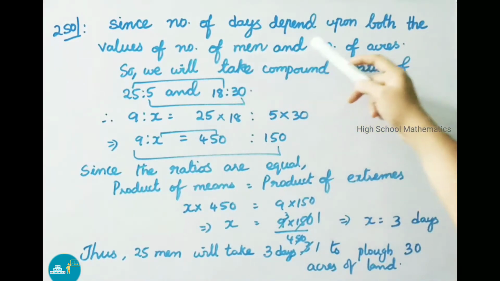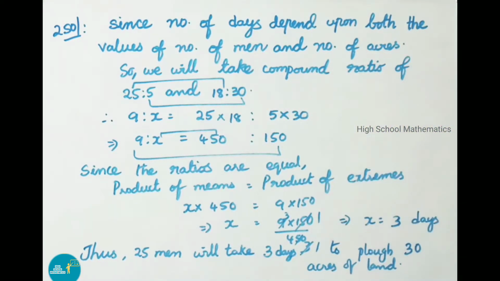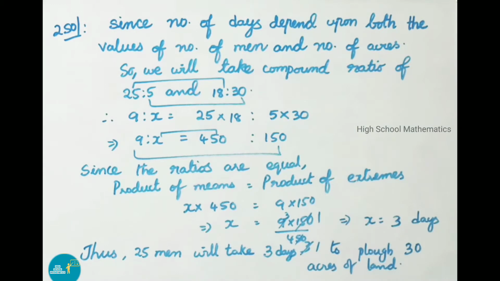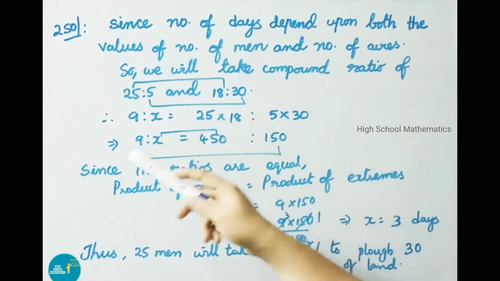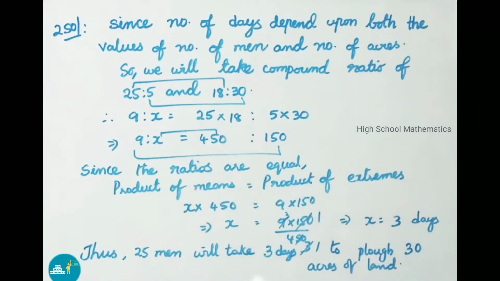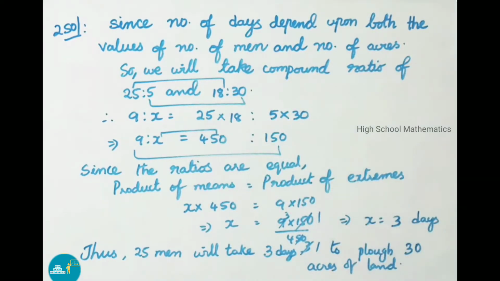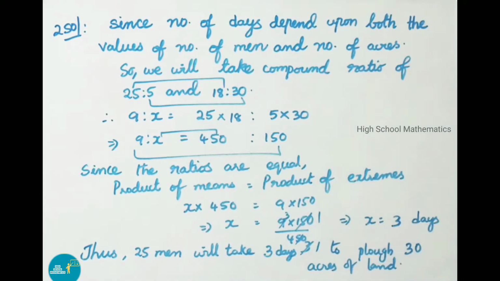Since the number of days depends upon both the number of men and the number of acres of land, we will take the compound ratio of 25:5 and 18:30. We know the compound ratio formula: A into C is to B into D. Therefore, the ratio of number of days, that is 9:x, is equal to the compound ratio, that is 25 into 18 : 5 into 30. That implies 9:x is equal to 25 18s are 450 is to 5 30s are 150.